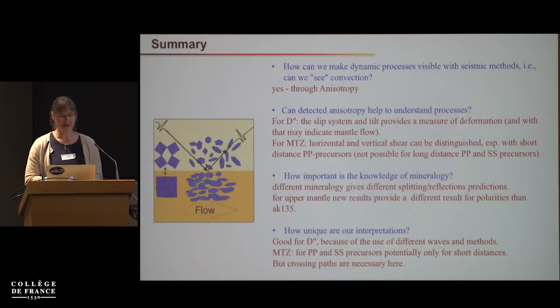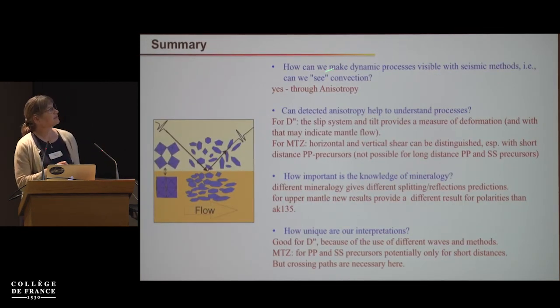So coming back to my questions at the beginning, can we make dynamic processes visible? Yes, through anisotropy. Can the detected anisotropy help to understand the processes? For the double prime, yes, the slip system and tilt provide a measure of deformation and indicate mantle flow. But for the mantle transition zone, we can distinguish between horizontal and vertical shear, but only with short distance PP and SS precursors, which is still a problem.